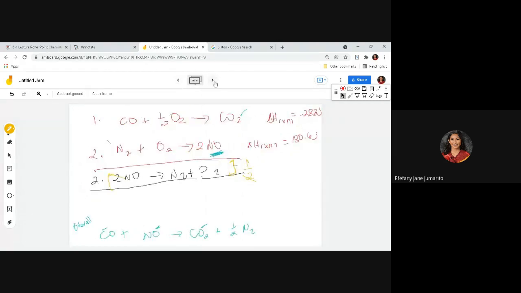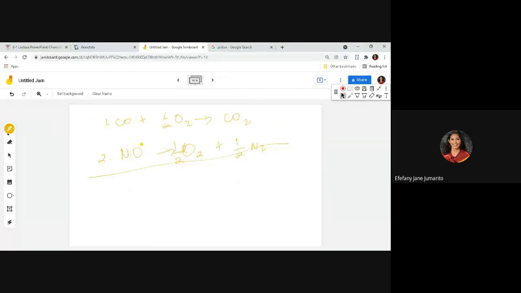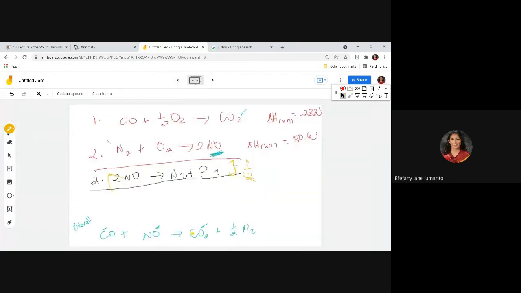Okay. So we will now sum. The sum will be, okay, cancel O2, 1/2 cancel. So the overall reaction will be CO plus NO yields CO2 plus 1/2 N2. Okay. So we now have achieved the overall reaction, which is already given. So nakuha na nato.